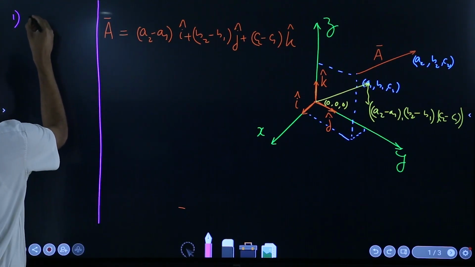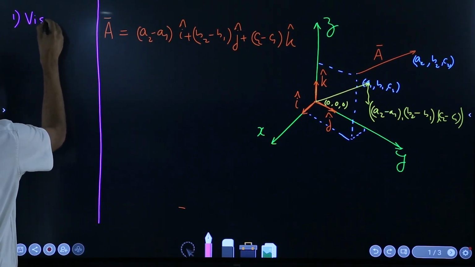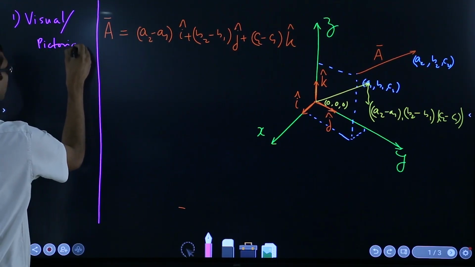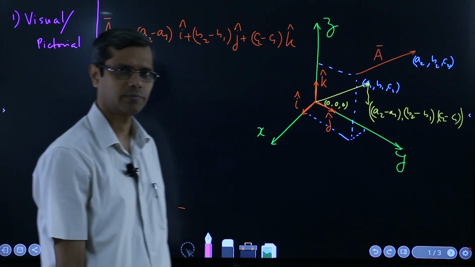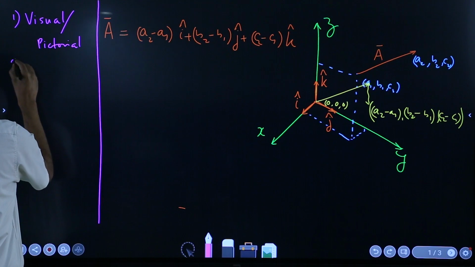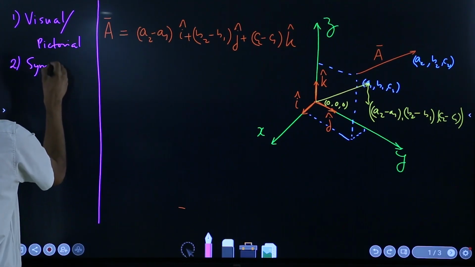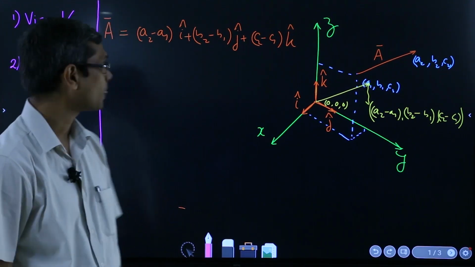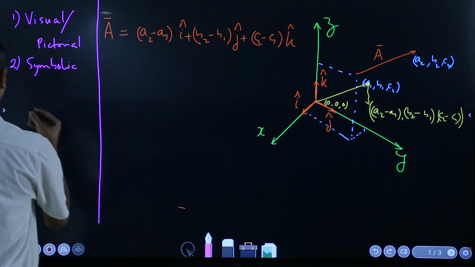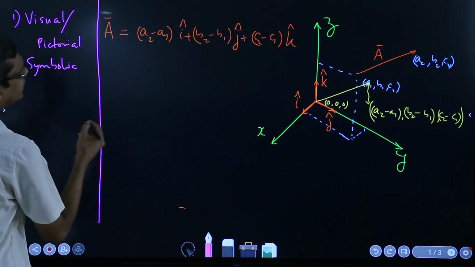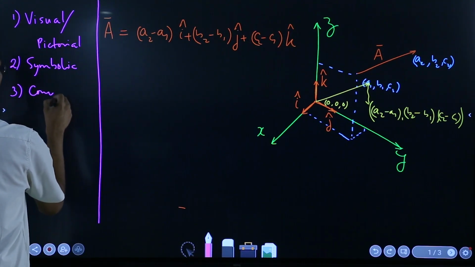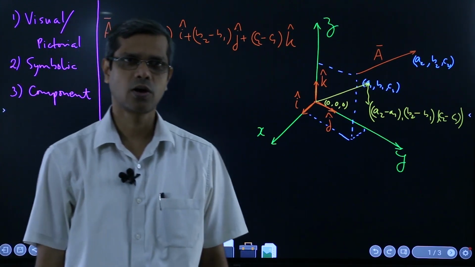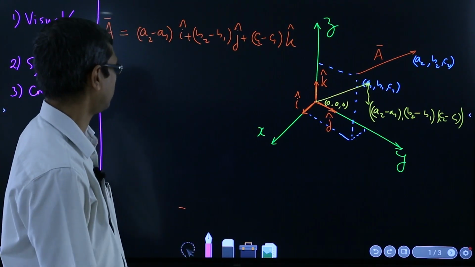So this one we say a visual or pictorial representation, the arrow. Okay. Then second, symbolic representation of the vector, and third one, like this, if you represent, we call this component representation. Okay. So this is the component form, a component representation of a vector.